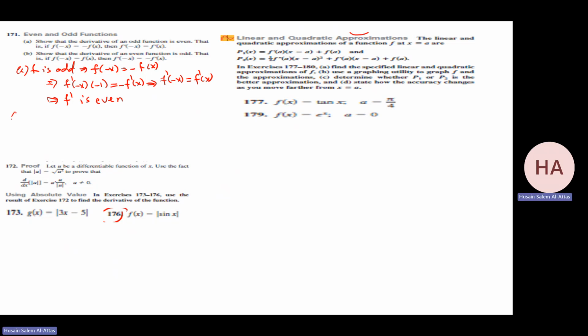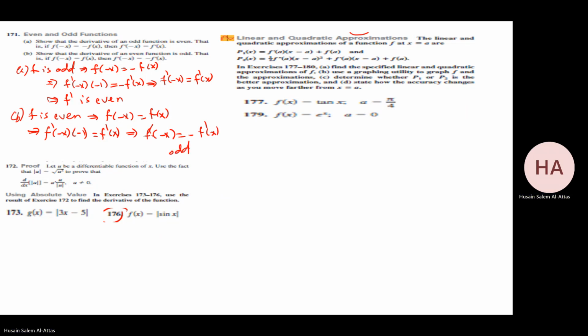The other way, f is even, that implies f of minus x equals f of x. Differentiate, we'll have f prime of minus x times minus 1 equals f prime of x. That means f prime of minus x will be minus f prime of x, which is odd.